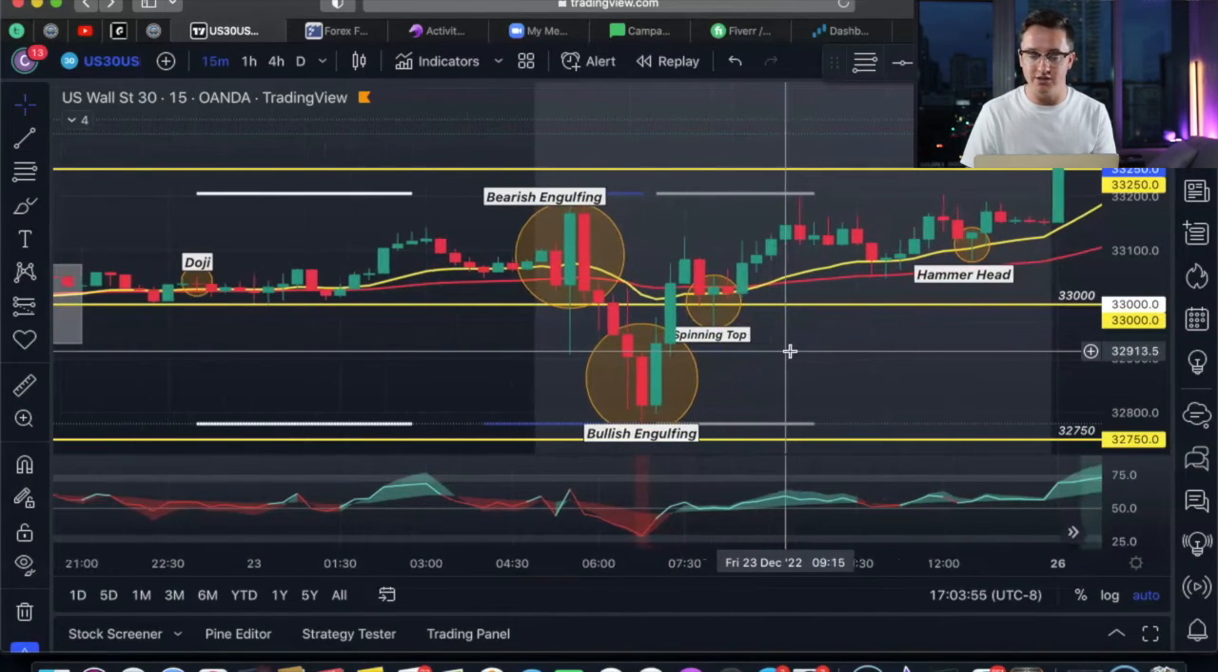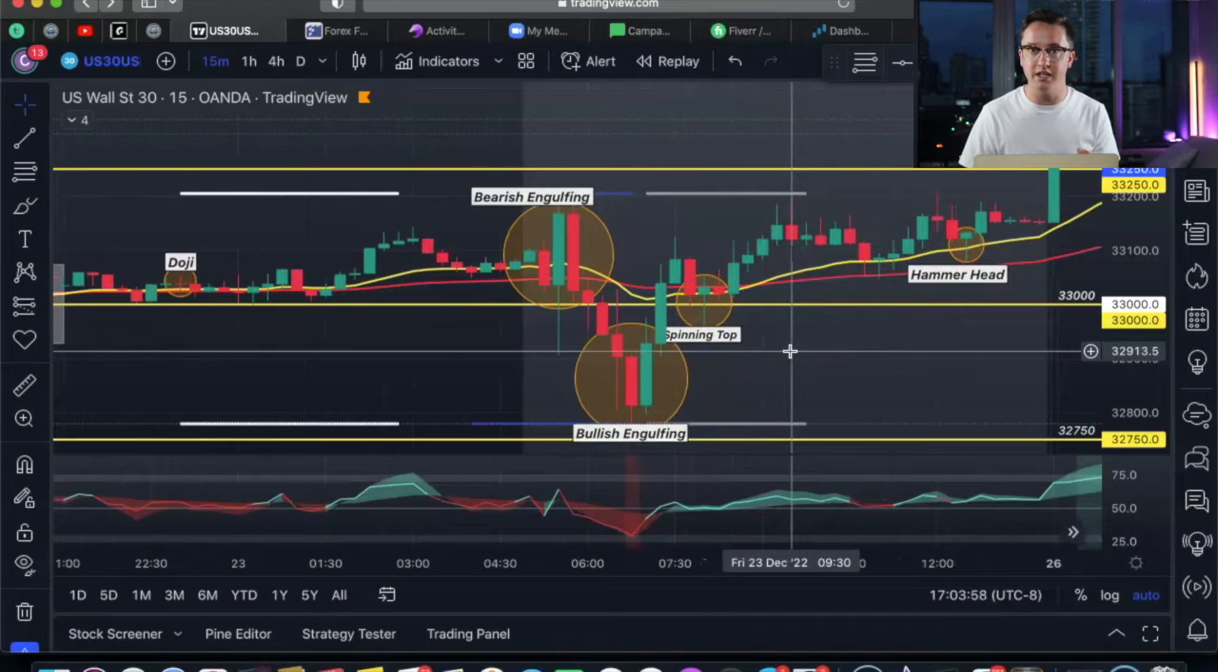Now we have a spinning top, and a lot of you probably played with those toys when you were kids, where you would spin it on the ground and it would spin forever and eventually fall over. That's where this candle gets its name from. I think I kind of came up with this candle, I'm not going to lie.